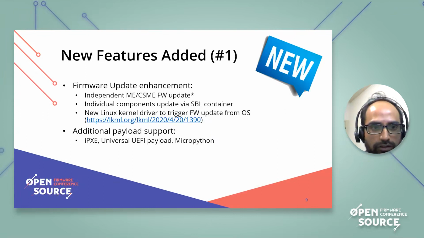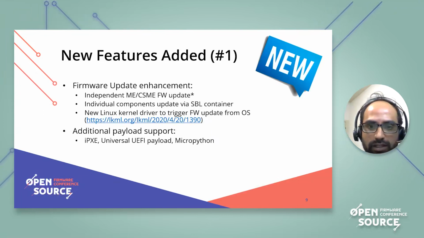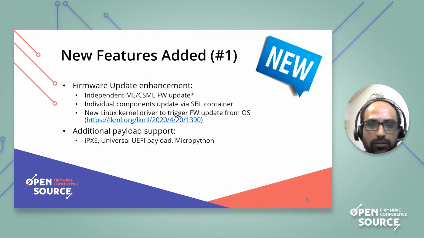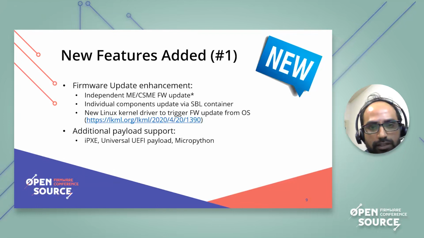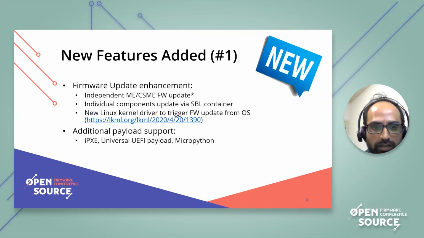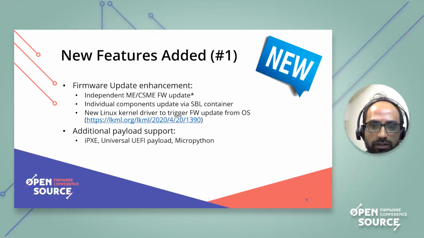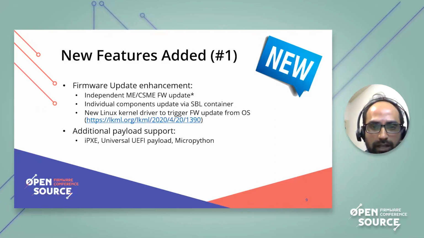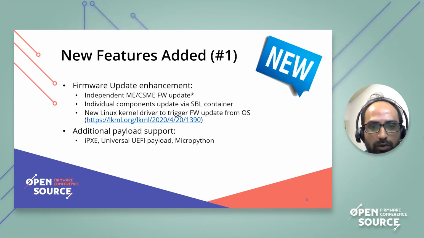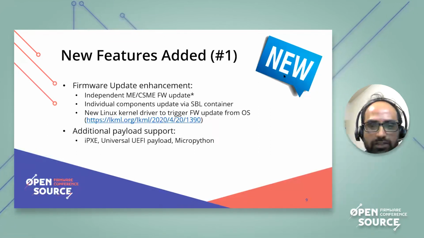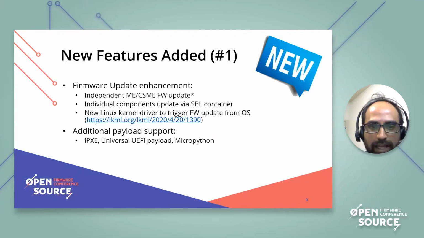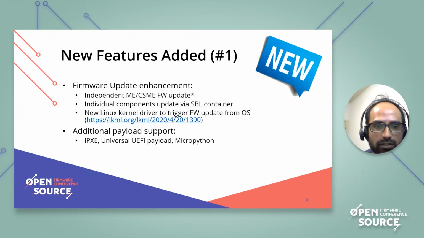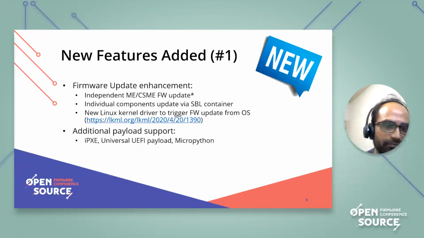And one other feature for firmware update is about how it is triggered from Linux. For this, a new Linux kernel driver was added into the kernel, which exposes a device attribute to the user in user space so that they can set it to trigger the firmware update. And once the reboot is done, Slim Bootloader can identify this trigger and launch the firmware update payload. And a link has been given here for this newly added Linux kernel driver.